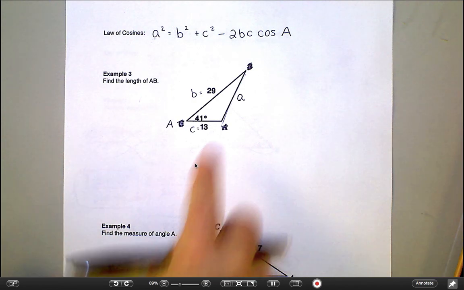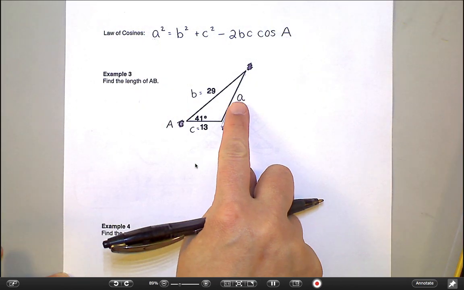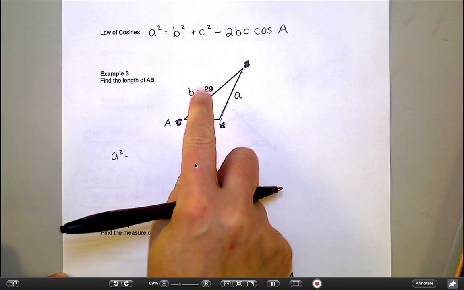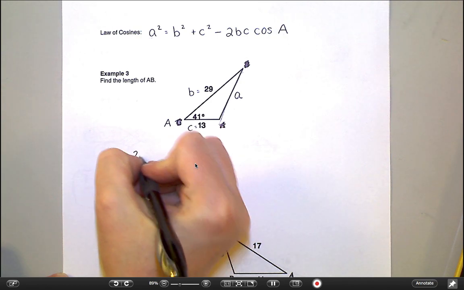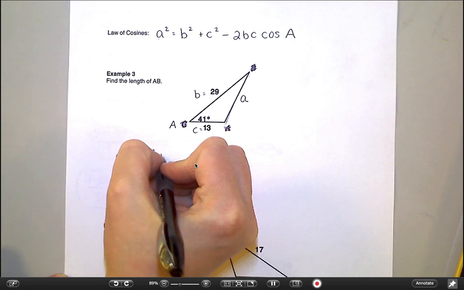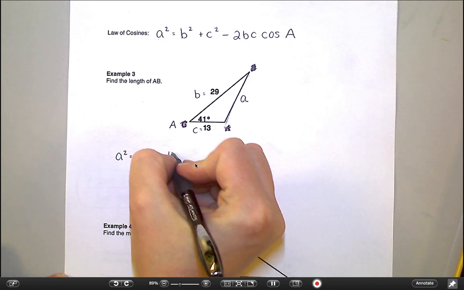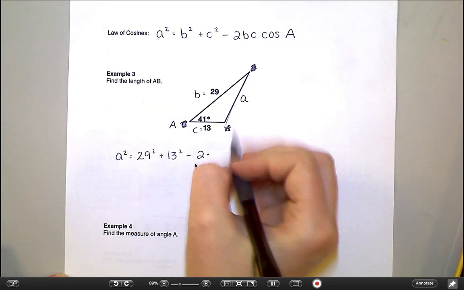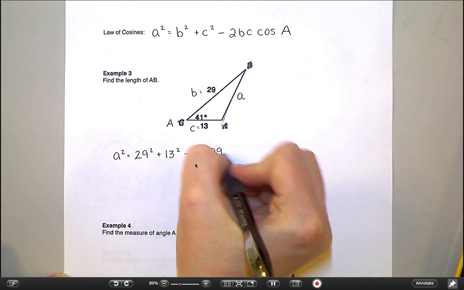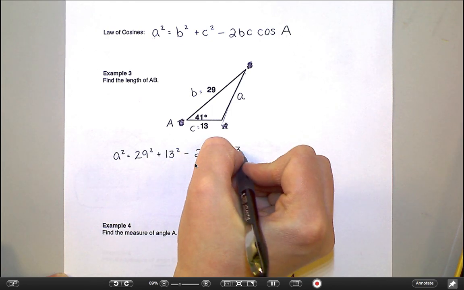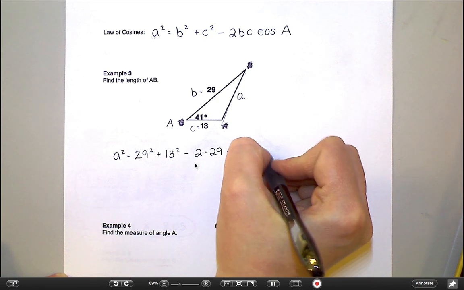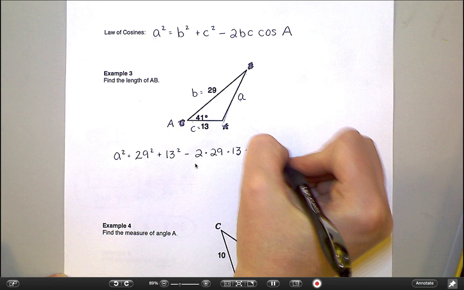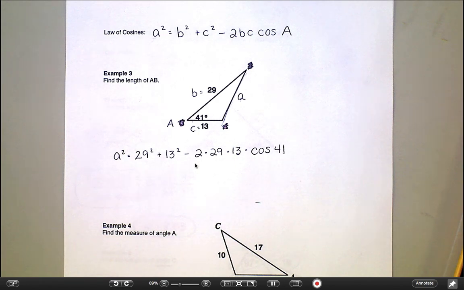So now if I go to fill this into the formula, A squared, I don't know what A is, so I'm going to leave this as A squared, equals B squared plus C squared minus 2 times B, which is 29, times C, which is 13, times cosine of angle A, which if this is side A, then angle A is 41. So that's what my formula looks like.